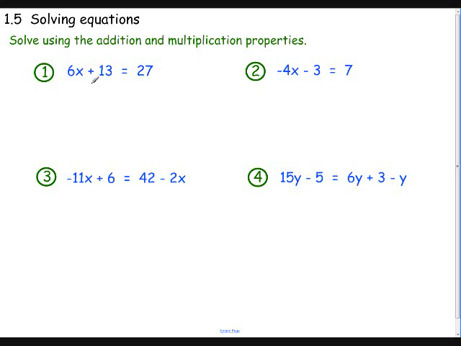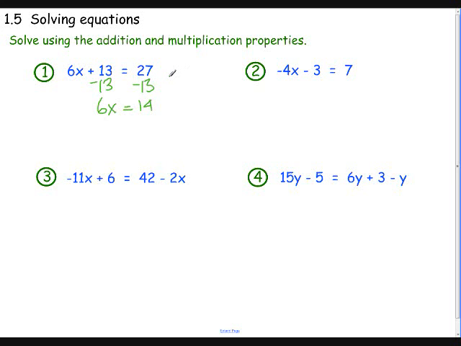I am going to add, think about it that way, I'm going to add a negative 13 to both sides. And when I do this, I end up with 6x equals 14, don't I? Now I use the addition property. I added the same thing to both sides.